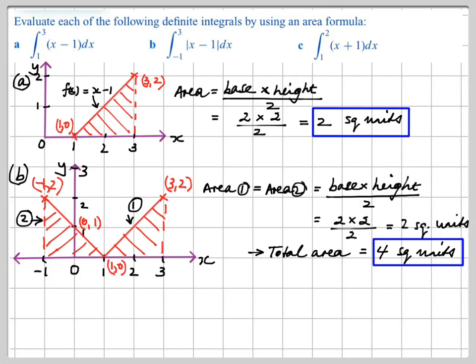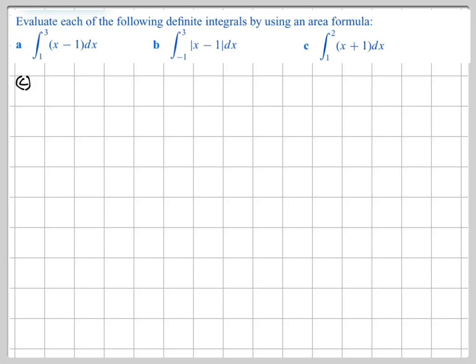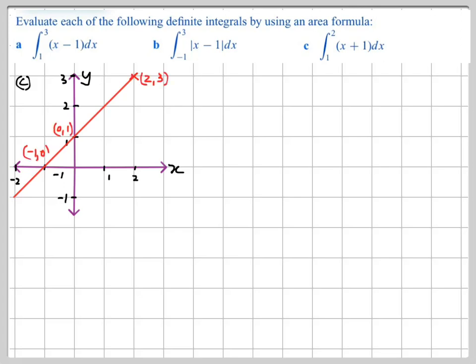Now, let's do the third one. Number C. Now, what's that? That's the area under the curve, x plus 1, between 1 and 2. Here we go. There's my graph, and my intercepts. We're doing between 1 and 2. I've got to put all my endpoints and intercepts in, don't I?